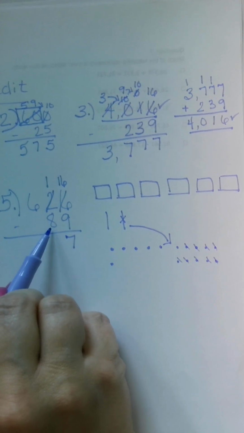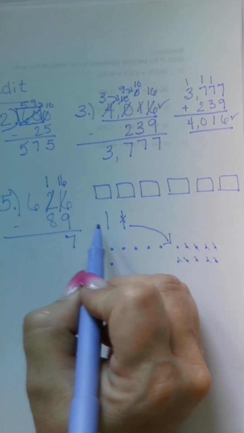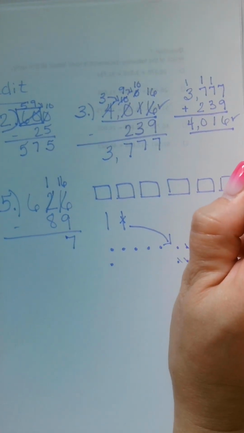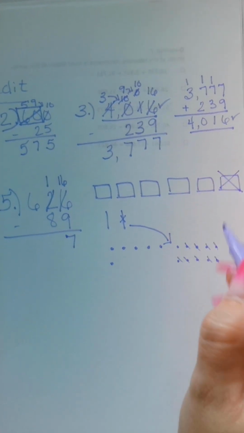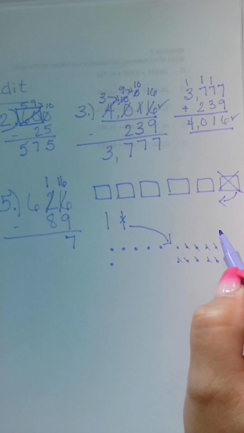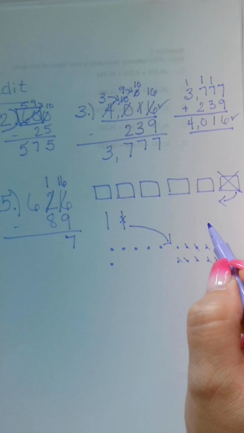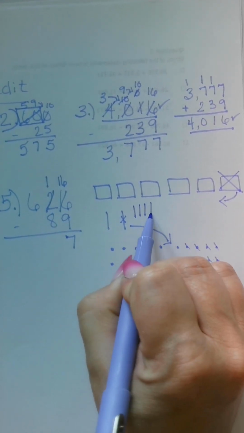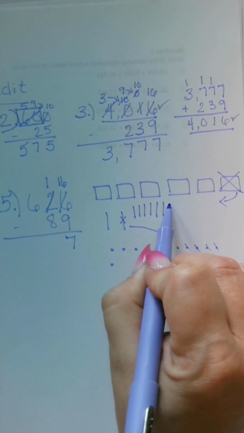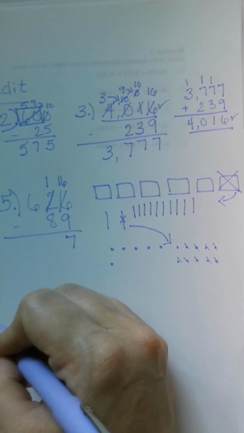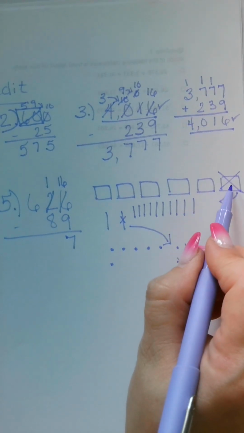Now, I need to take away 8 tens. Well, I only have 1 ten. So I'm going to take one of my hundreds and I'm going to break it up into tens. So when I take a $100 bill and I get change in tens, they're going to give me 10, 20, 30, 40, 50, 60, 70, 80, 90, 100. They're going to give me 10 tens for that $100 bill.